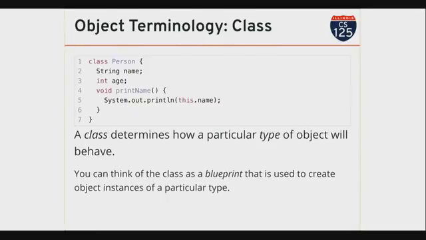Okay, so line 2 declares an instance variable called name of type string. Line 3 creates an instance variable called age of type int. On line 4, I'm showing you some behavior. So this is a function. It says every instance of type person also has a method called printName. So if I give you an instance of type person, you can call this method called printName. And what is that method going to do?